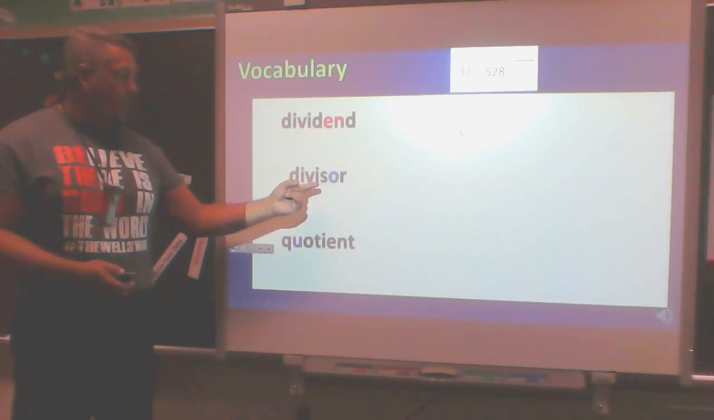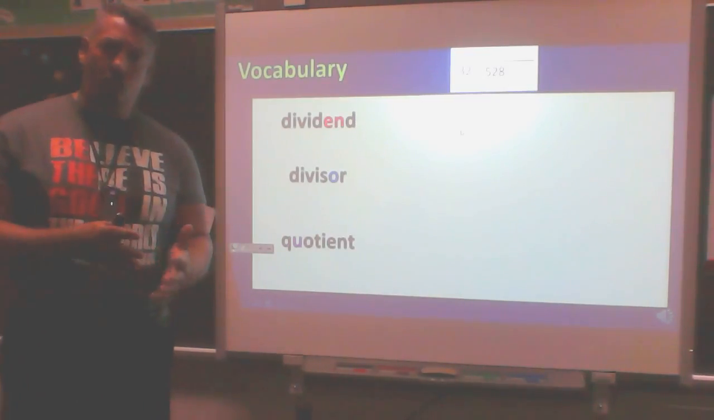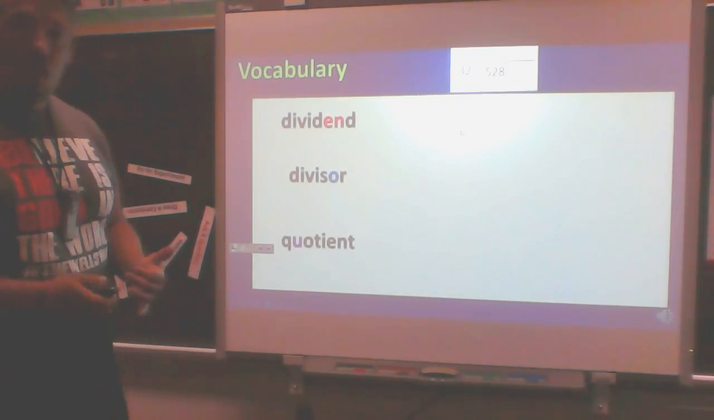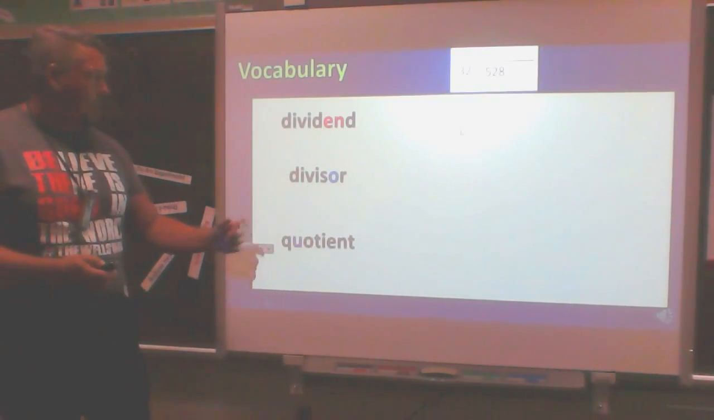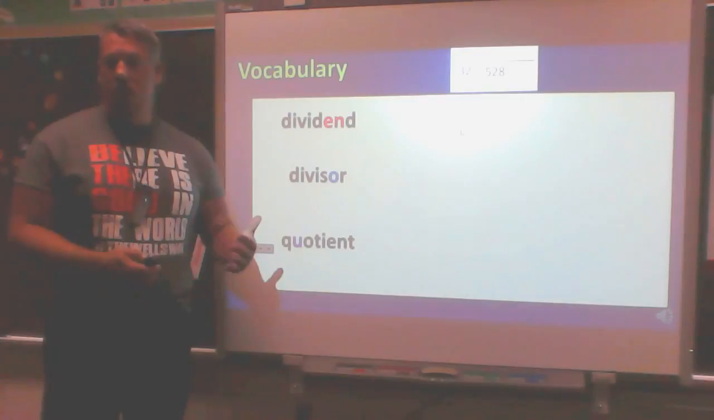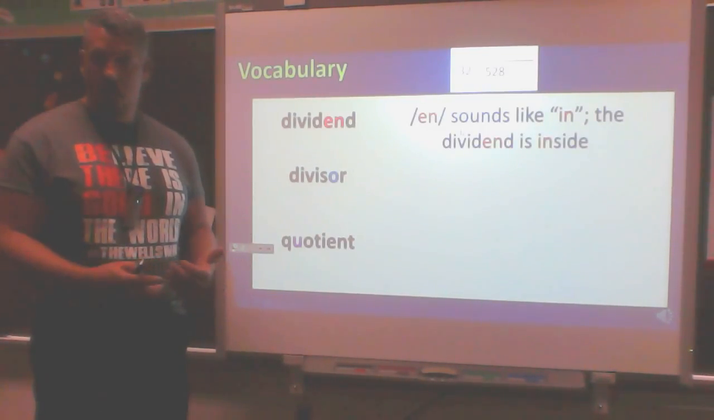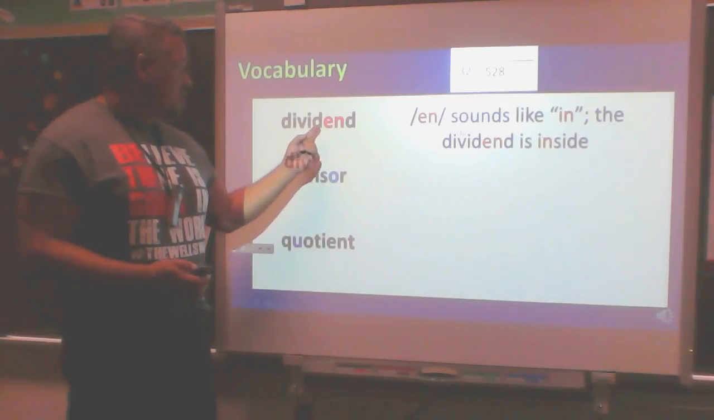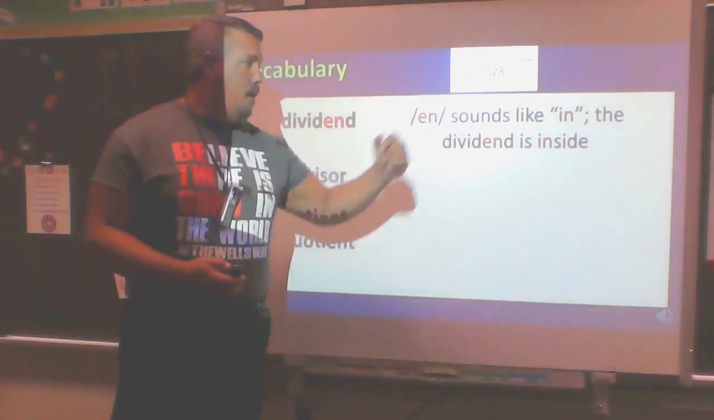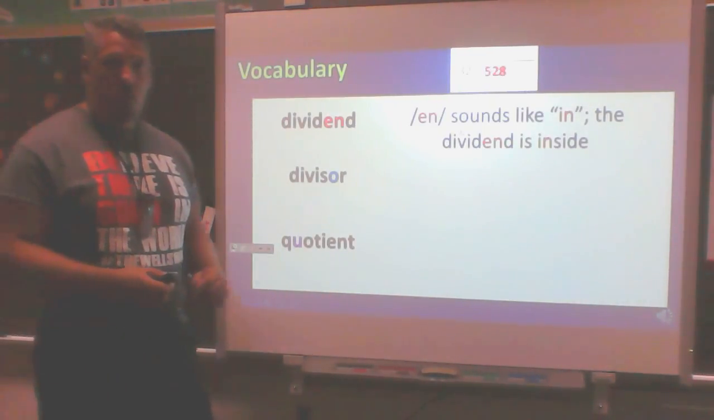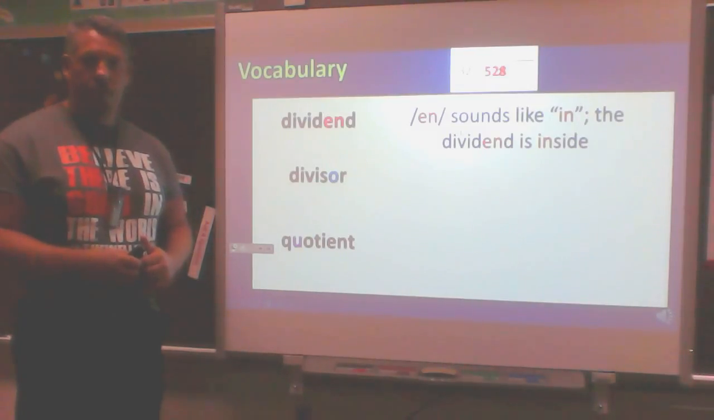Now hopefully you can notice that I have different colors on these. I have a red one, and I have a blue one, and I have a purple one, because that indicates the sound that we're focused in on, or the letter we're focused in on, in these main vocabulary words to tell us their definition. The EN in dividend makes the sound that the word IN makes. It sounds like N. And since the dividend sounds like N, it is inside my division box. So 528 is my dividend for that problem listed up above.